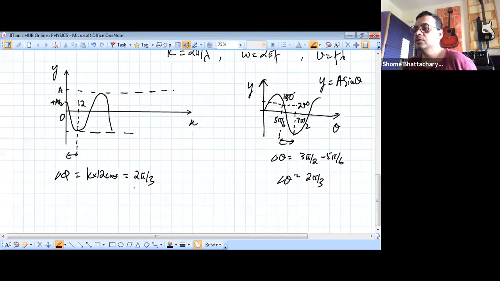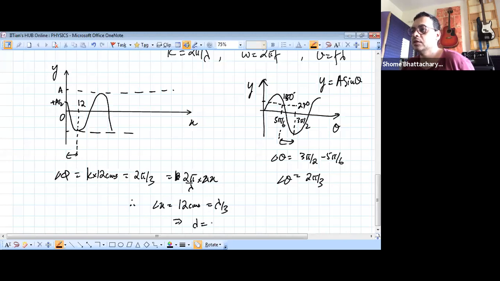Okay. Or you can see that K kitna hai? 2 pi by lambda into delta x. Okay. So yeah, your delta phi is 2 pi by 3, so delta x should be lambda by 3. So your delta x, which is 12 centimeters, should be equal to lambda by 3. So lambda is 36 centimeters. So that's correct. Okay. So this is the most systematic way of getting the wavelength from two given points.